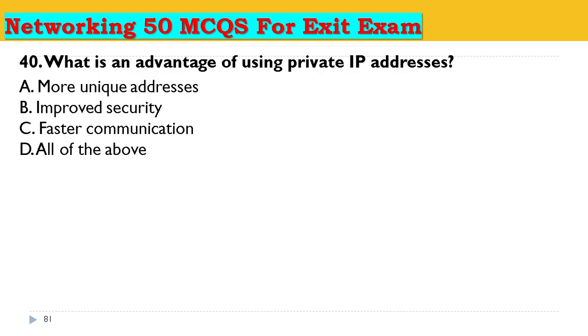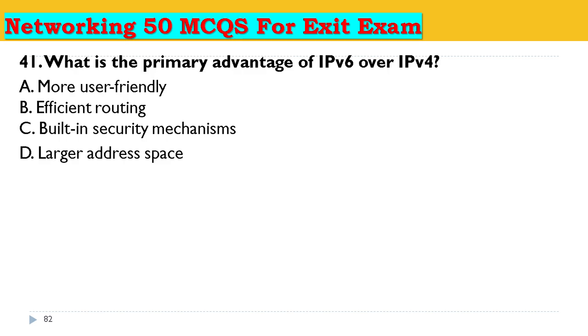40. What is an advantage of using private IP addresses? More unique addresses, improved security, faster communication, all of the above. The advantage of private IP addresses is security. 41. What is the primary advantage of IP version 6 over IP version 4? The advantage of IP version 6 over IP version 4 is the large address space only.